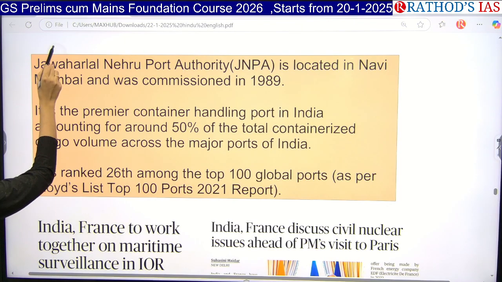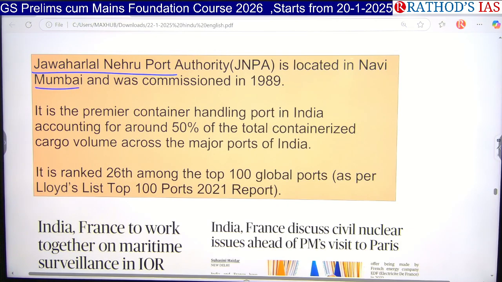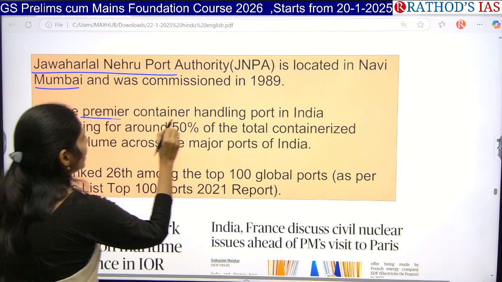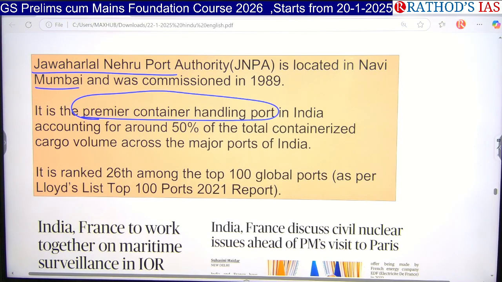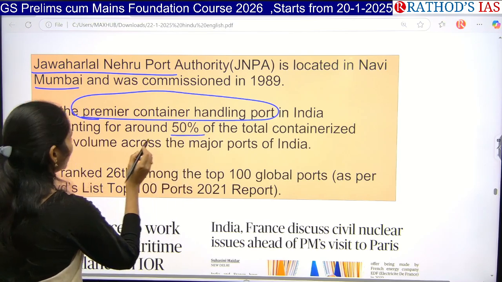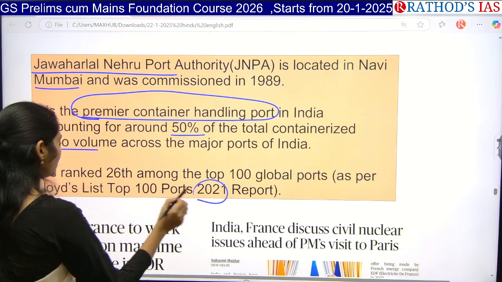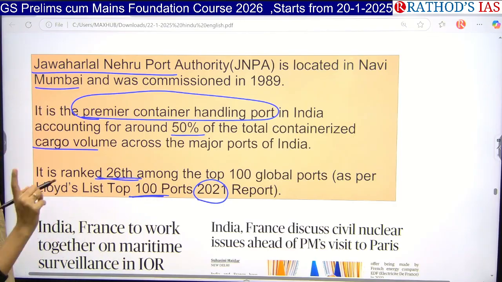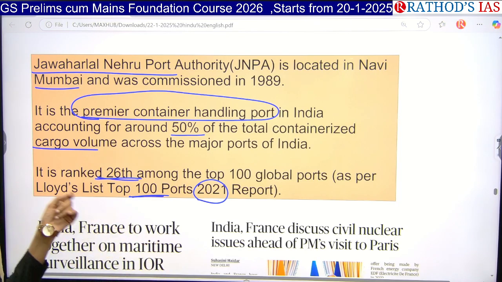So if you see some facts regarding the Jawaharlal Nehru Port Authority, it is located in Navi Mumbai, and it was commissioned in the year 1989. It is a premier container handling port, well known for container handling in India, and about 50% of our total containerized cargo volume happens through this major port of India. Even in the 2021 report, out of 100 important ports globally, it is ranked 26, and by 2027 we are going to rank in the top 10. Okay, so this is the advancement.